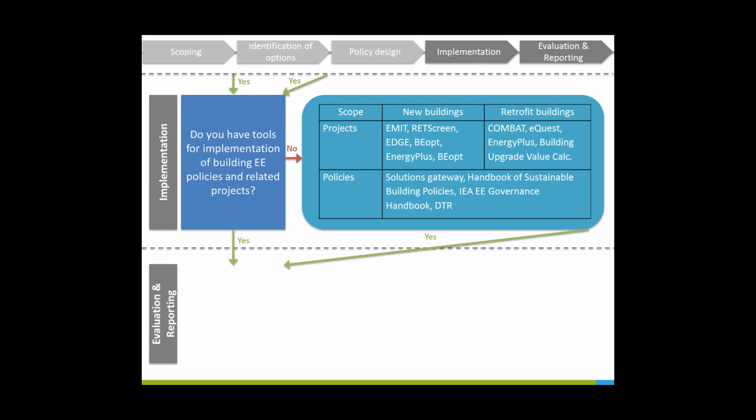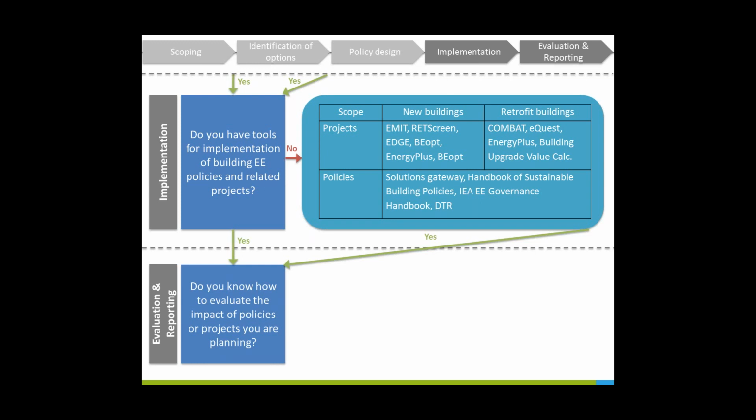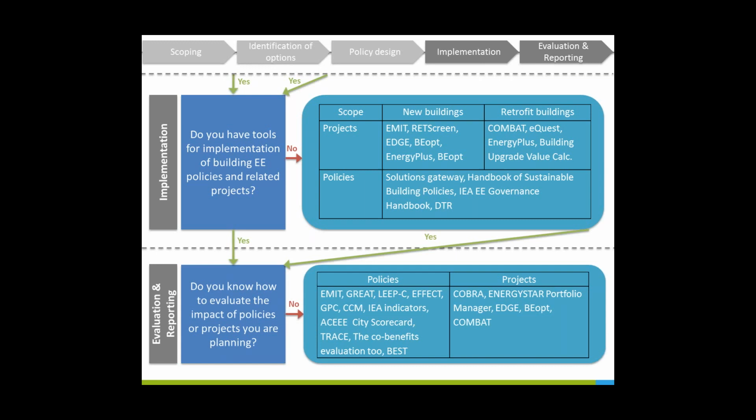And the last stage of the cycle which we are looking at is evaluation and reporting, which is very important because it helps to derive lessons learned and key ways to improve policy implementation and enforcement. And here there are also a number of tools which can help in this process to evaluate the impact of policies and projects which have been developed during the cycle. Here we also distinguish between different tools separately for policies and projects, and some of them I already mentioned.